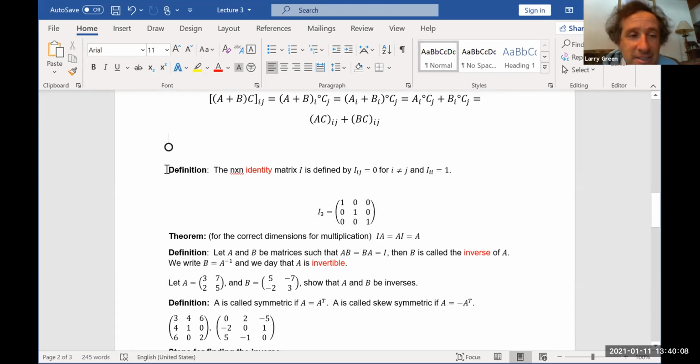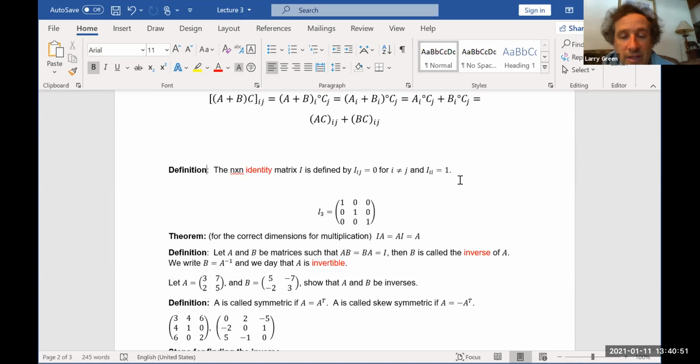All right, now a definition, a very important definition. We'll be using this all the time. And that is the n by n identity matrix. We always use the capital letter I to represent the identity matrix. It is defined by I sub ij equals 0 for i not equal to j, and I sub ij equals 1 for i equal to j. So that's the definition, and we're going to be using it all the time. It's an easy definition, but it's so important.